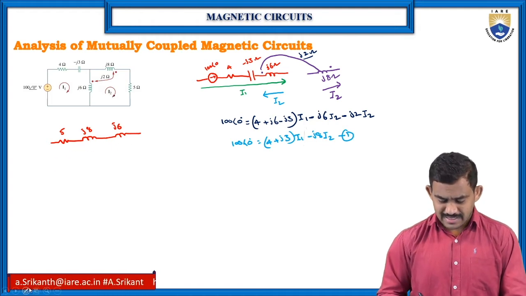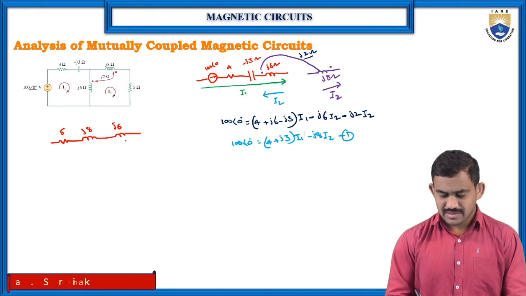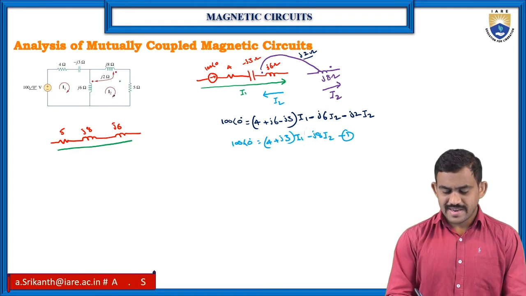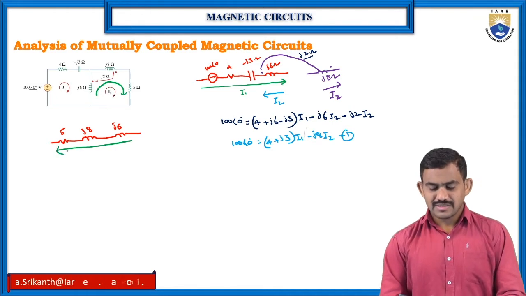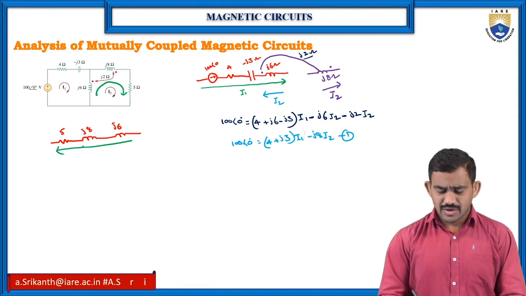So the direction is a reverse. Coming to 5, 8 and 6: here I take the direction as downwards. So that is your downwards. Okay, and coming to the dots.